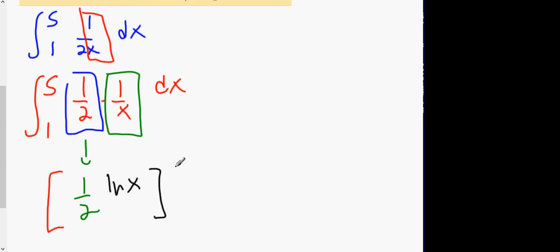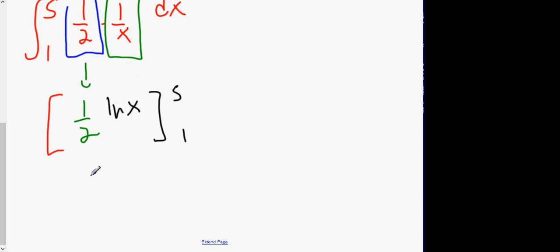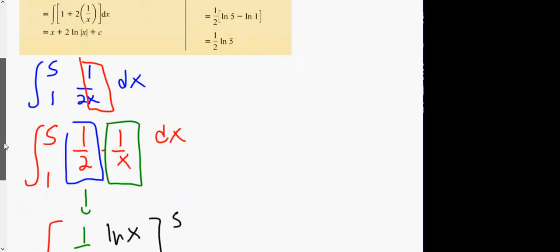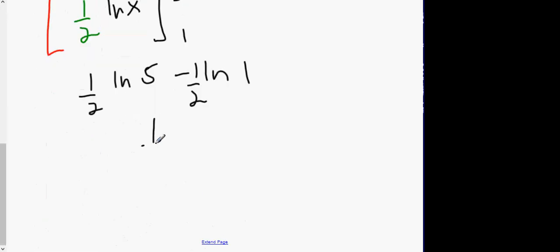And it goes from 5 to 1. Now, let's see if anybody can remember your rules. It's going to be a half ln 5 minus a half ln 1. What is ln 1? 0. So the answer is going to be a half ln 5.